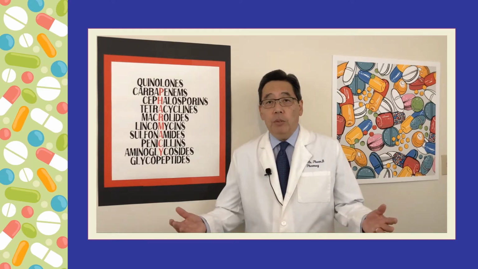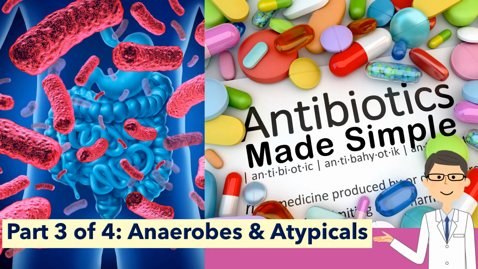And now, part 3. This is part 3 of 4 of the Antibiotics Made Simple lecture series. In this part, we're going to talk about anaerobes and atypicals, the middle section of the antibiotic grid.